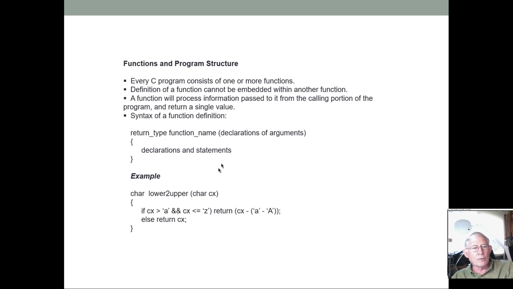And remember that the variables are all passed by value, which means when you pass this char, this cx, the cx in the main routine sends its actual value to the function, but in the main routine, that cx is left unchanged, unless you pass a pointer, and then you can change the actual original variable.